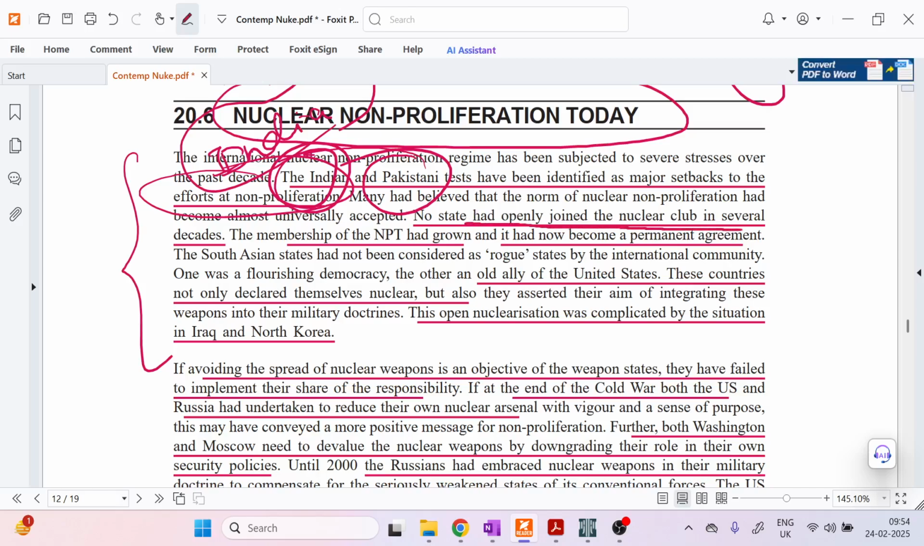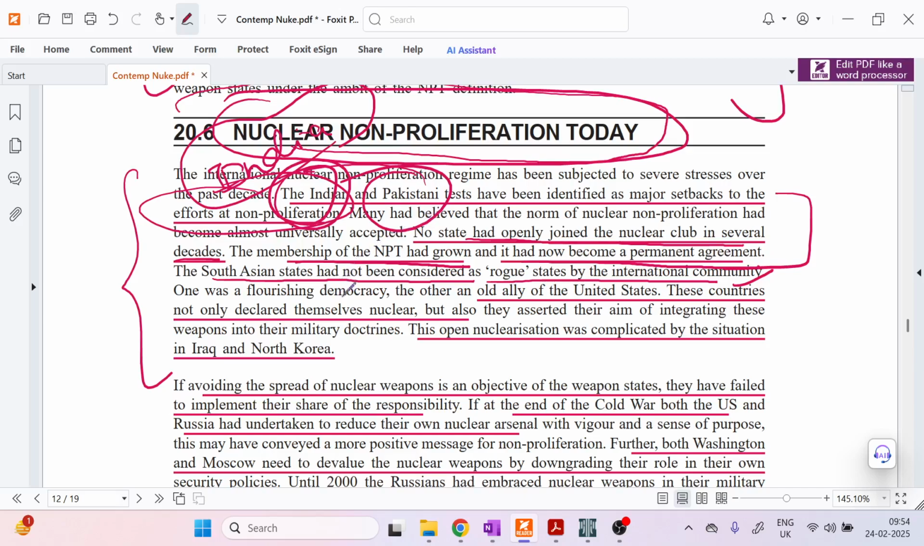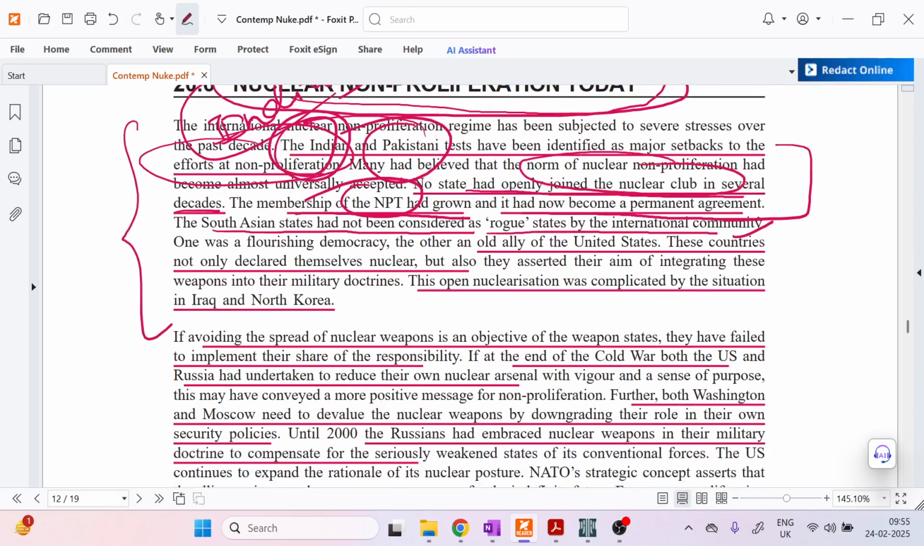No state had openly joined the nuclear club in several decades. The membership of the NPT had grown and has now become a permanent agreement. And the South Asian states have not been considered rogue states by the international community. So, all in all, nuclear non-proliferation has worked to a large extent, and the membership of the NPT has grown. No other state other than North Korea has openly tested its nuclear weapon.